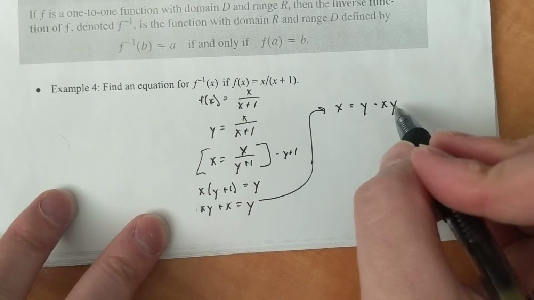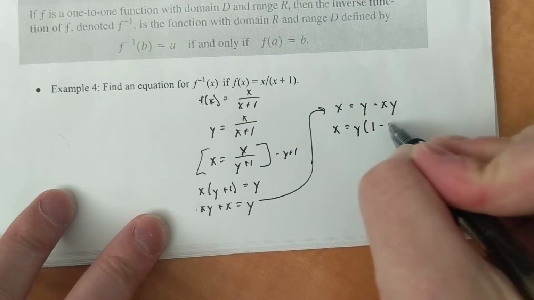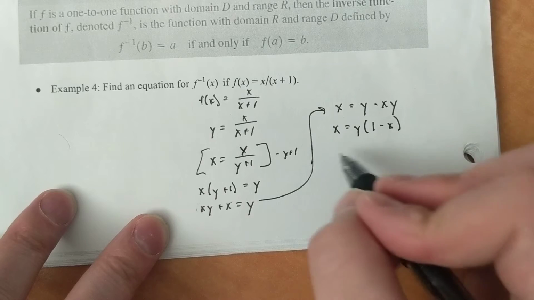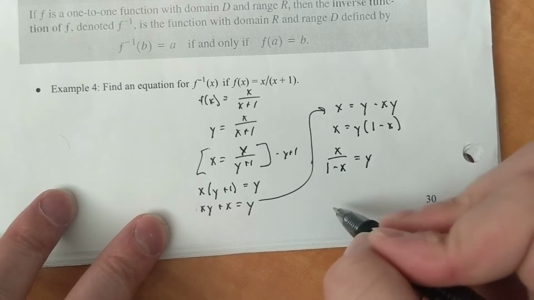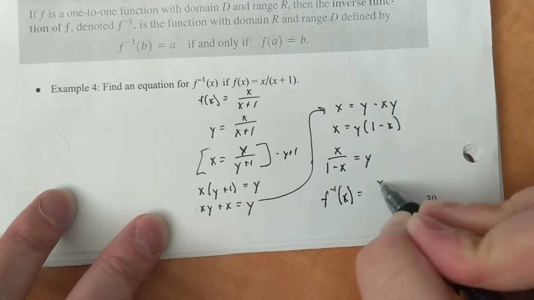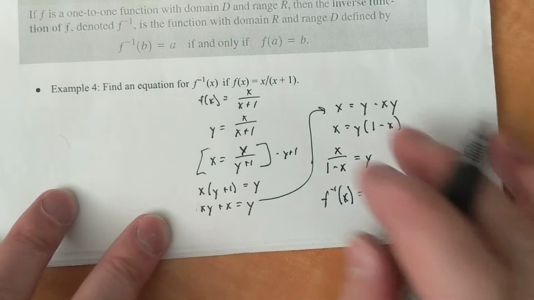Since these terms both have y's, I can factor that y out. So x equals y, quantity 1 minus x. And then to get y by itself, I can divide this whole parentheses across. So x over 1 minus x is equal to y. And to write it as an inverse, you switch the y to f negative 1 of x. So those two equations will be inverses of each other.